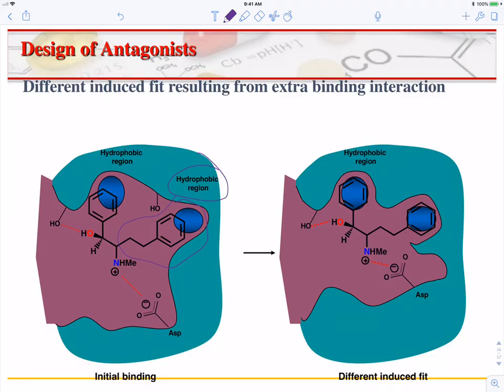In this case, we have added a hydrophobic group that makes contact with another hydrophobic region in the binding pocket. And this different mode of binding then results either in a different conformational change of the protein, or in other cases can prevent the conformational change in the receptor. And so we don't have cell signaling.